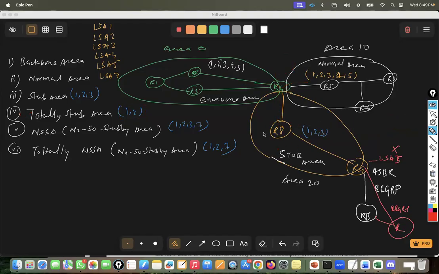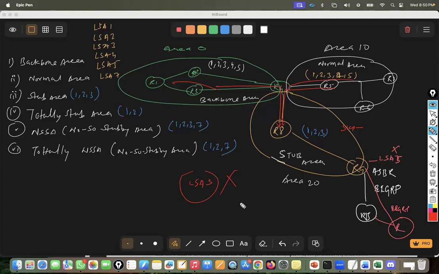We have made it totally stub. Totally stub means the other areas, area 10 and area 0, are sending the summary, and we are not getting the summaries. If you make a totally stub area, technically you stop learning any summary LSA. Summary LSA means any route coming from the other areas of the OSPF domain itself, any specific route, let's suppose a /24 or /20 route, which would come via LSA 3. They all will stop. Clear till here?